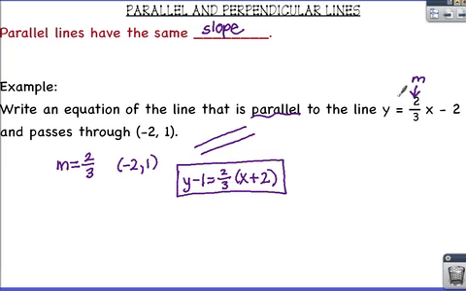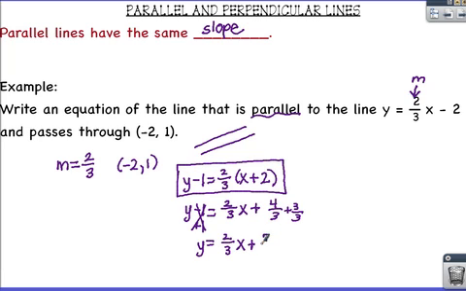Now, since our original was written in slope-intercept form, I'm going to change this to slope-intercept form just to show how this y-intercept is not going to be the same. So y minus 1 equals 2/3 x plus 4/3. Add 1 to both sides, which would be the same as adding 3/3. So y equals 2/3 x plus 7/3, or 2 1/3. That is not the same y-intercept as the other line, which had the y-intercept of -2. However, the slopes are the same.